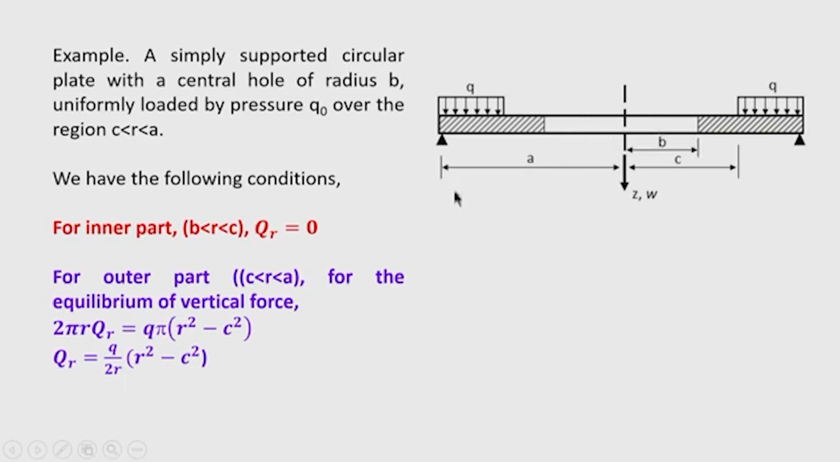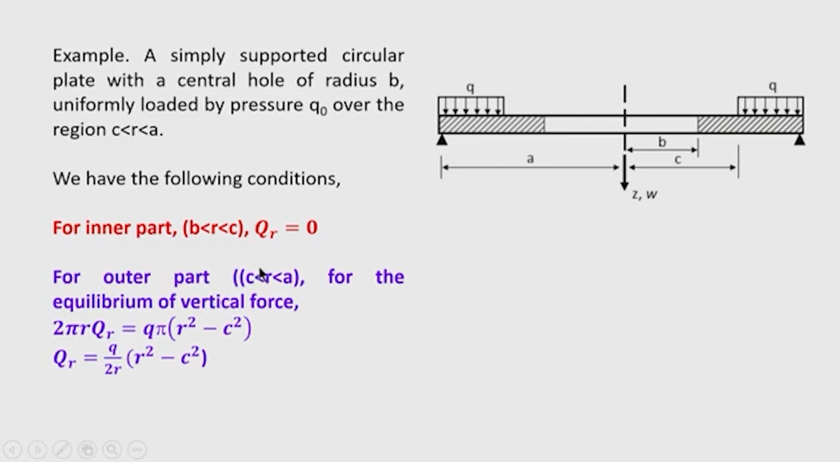Now, here we have to obtain the solution in two cases, that means first we have to get the solution for the inner region and then the solution for the outer region. The inner region I am calling that region where there is no load acting, and the outer region is the portion where the load is acting. So, the inner part is B to C where no load is acting, and the outer part is from C to A.